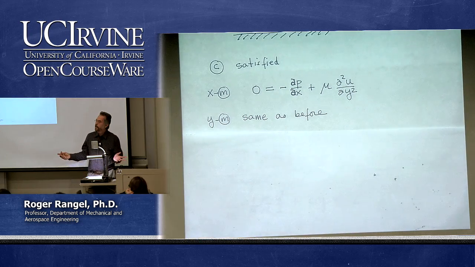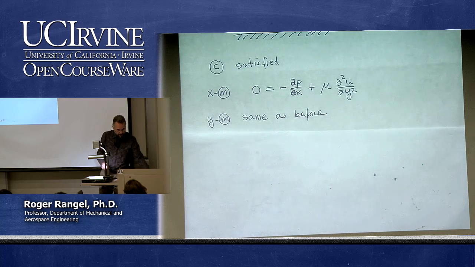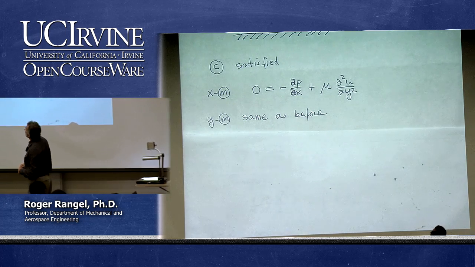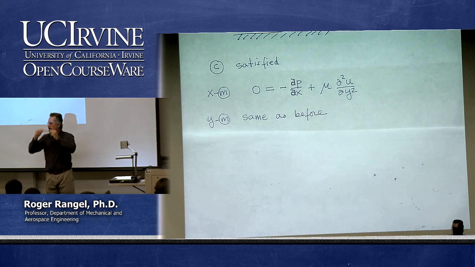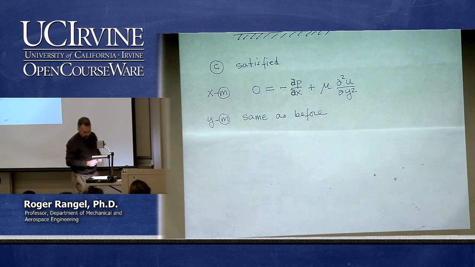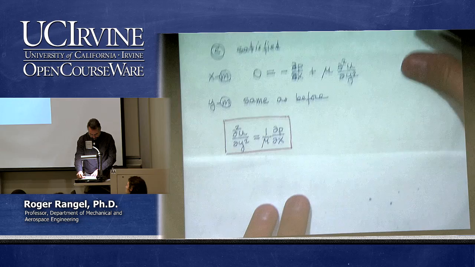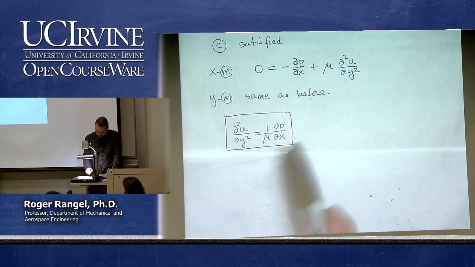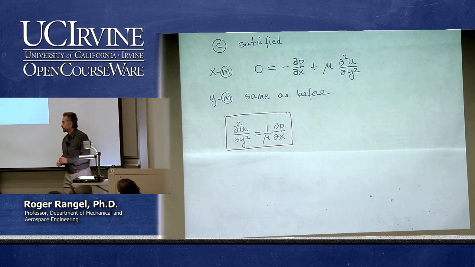The y momentum doesn't change. You would agree with me. If I look at the previous y momentum equation, it's the same. I'm not making any changes there. So I still have that hydrostatic pressure variation in the y direction, same as what I had before. But now if I take this equation and I write it like you see here in the box, then that's the equation that I'm trying to solve.